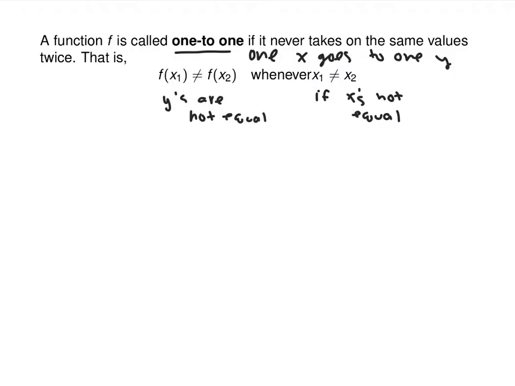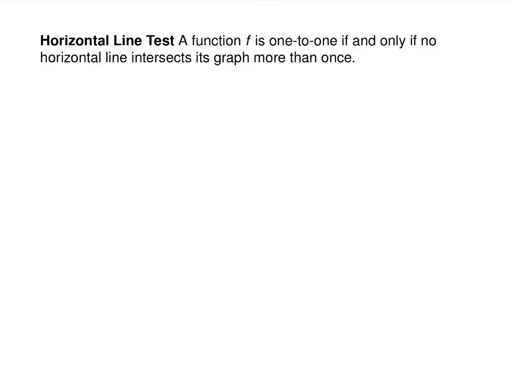1 and negative 1, right? When you plug negative 1 and 1 into x squared, they both give you 1, right? So here is how you check if a function is 1 to 1. You use this thing called the horizontal line test.